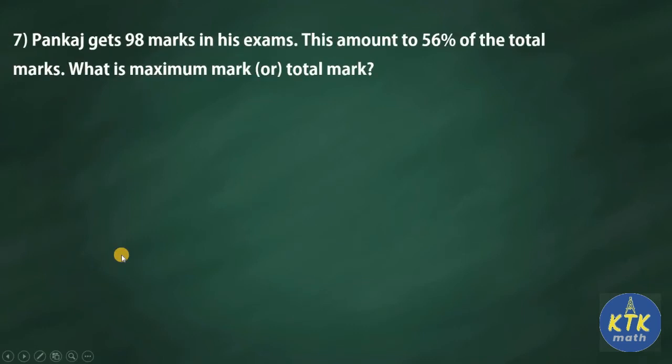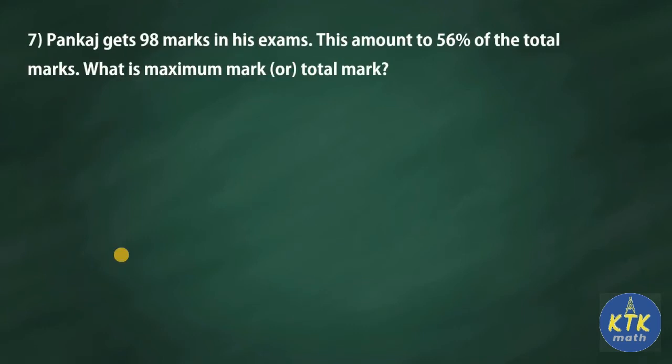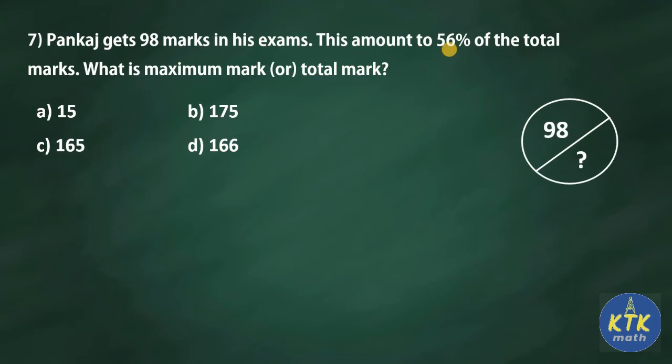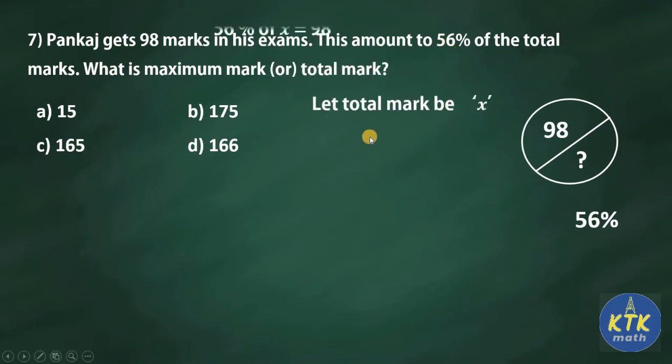Now question number 7. Pankaj gets 98 marks in his exams. This amounts to 56% of the total marks. What is the maximum mark they are asking? The options are 150, 175, 165, 166. So go through the question properly. We don't know for how many marks they conducted the exam, but he got 98 marks. The percentage given is 56%. So the total mark I am going to assume as x. What they gave is, 56% of the total mark is 98.